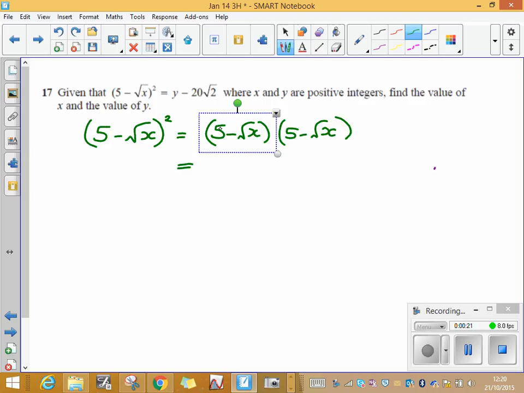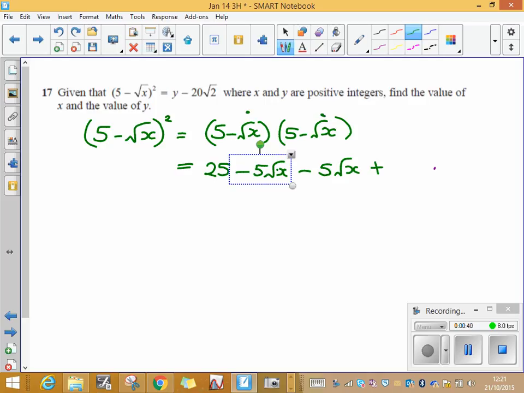So I'm going to do 5 times 5, well that's 25. So the outer 5 times minus root x, well that's just minus 5 root x. So I'm going to do another minus root x times 5, well that's another minus 5 root x. And then I'm going to do this term multiplied by this term, well a minus times a minus is a plus. And if I do the square root of x times the square root of x, which is the square of the square root, then the square root is going to disappear.